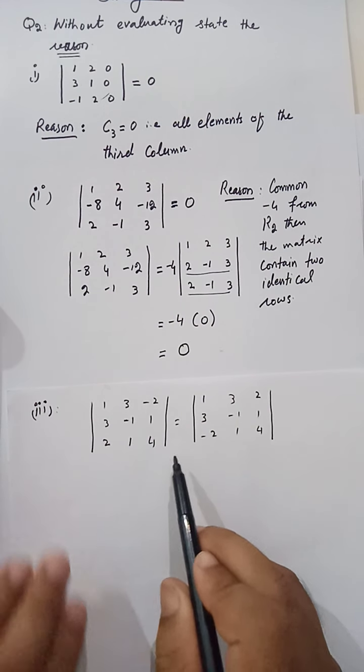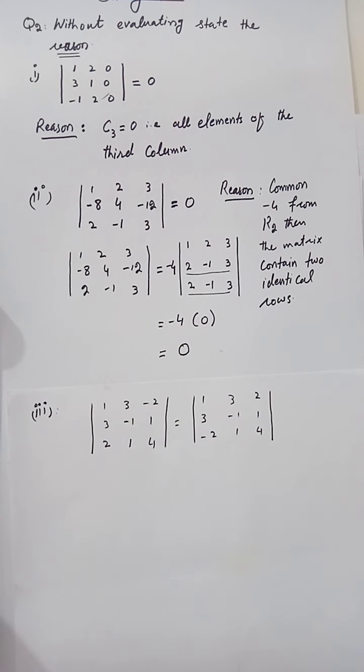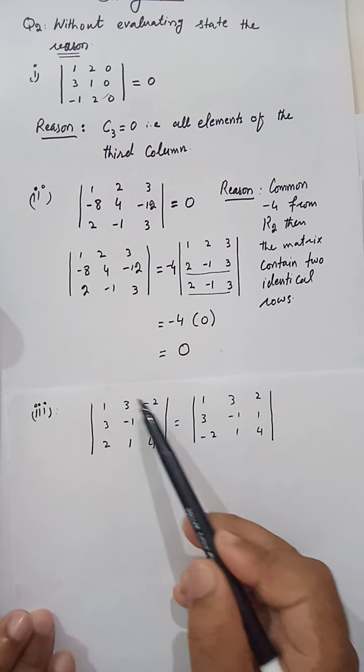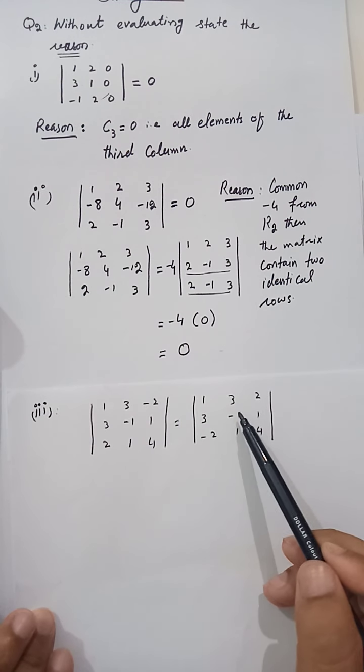So you need to give the reason why the determinants of these two matrices are equal. Remember, you know a property that if all rows are interchanged into columns, or all columns are interchanged into rows, then the determinants of those matrices must be equal. So you see that the rows of this matrix are actually interchanged into the columns of this matrix.